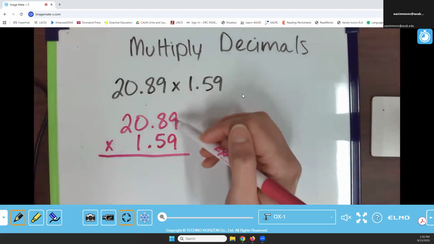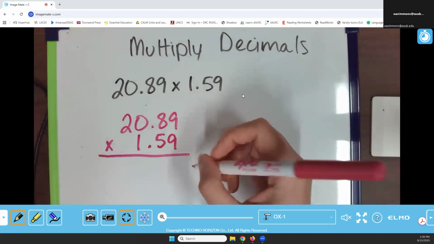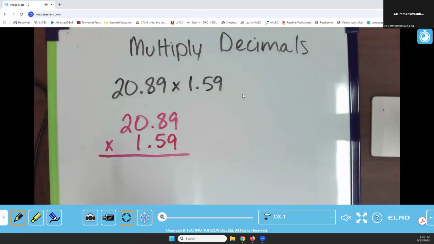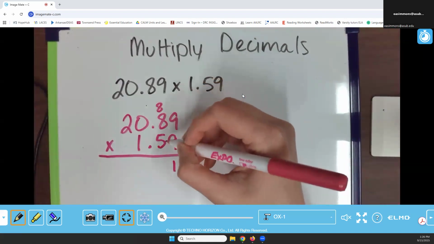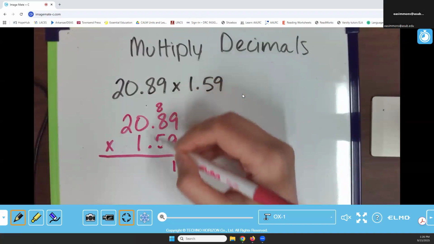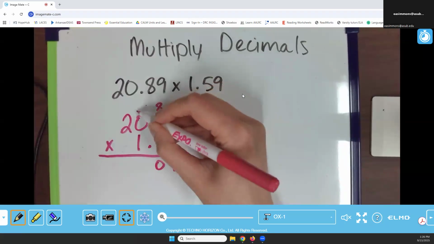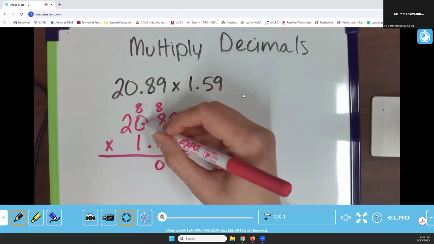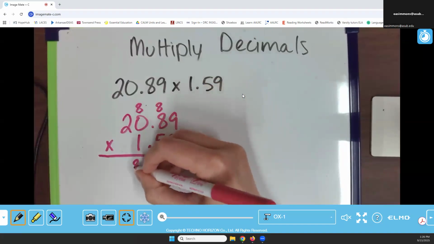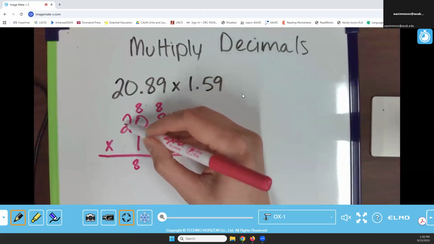We'll start by multiplying everything. 9 times 9 is 81. 9 times 8 is 72, and add 8 to that to get 80. Carry our 8. 9 times 0 is 0, but add 8 to that and we get 8. And then 9 times 2 is 18.